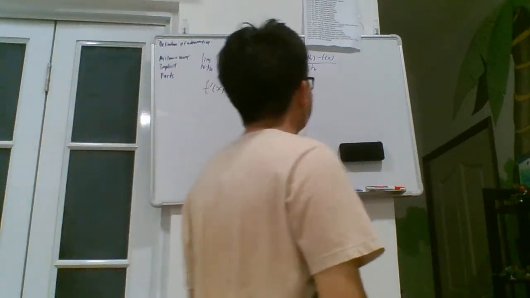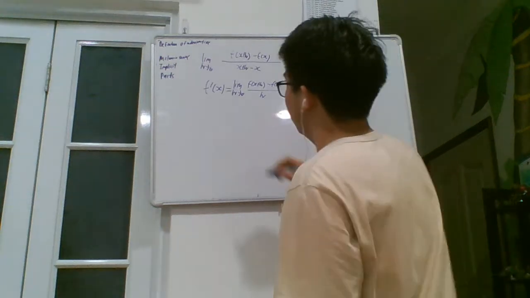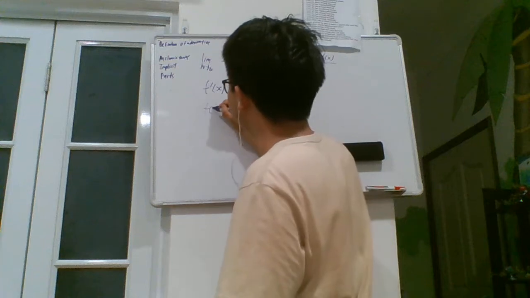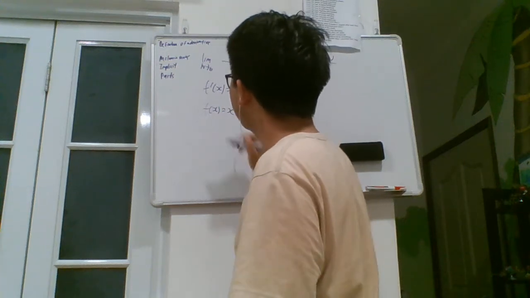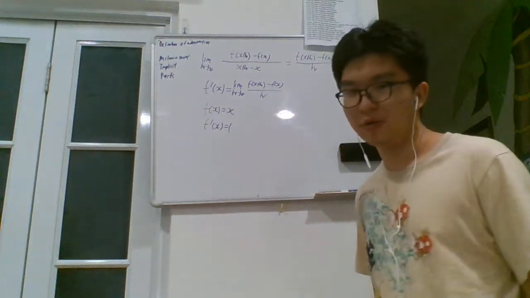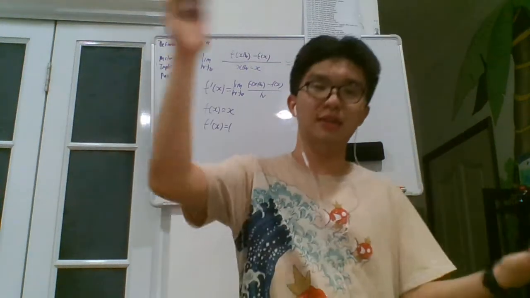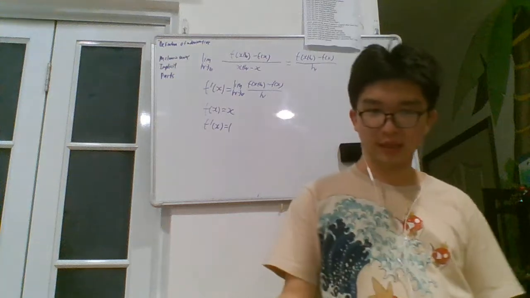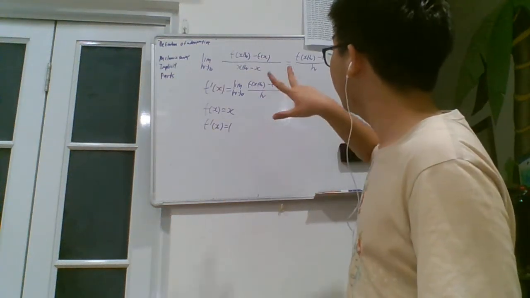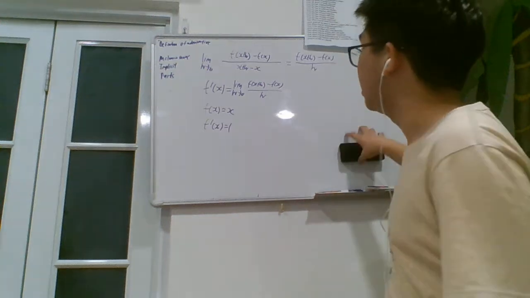So let's start with maybe x. Let's say f(x) equals x. We all know that f prime of x equals 1 because of your power rule, in which for ax to the n, you bring the power down, and power minus 1. But using the definition of this, let's do it together.